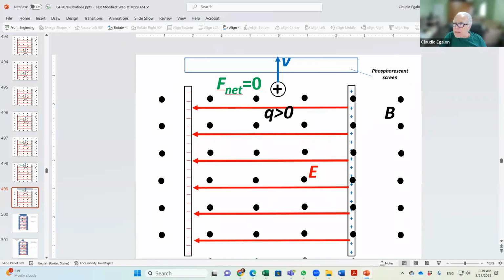Let me see if there is anybody else there in the waiting room. Participants, nobody else. Okay, good.